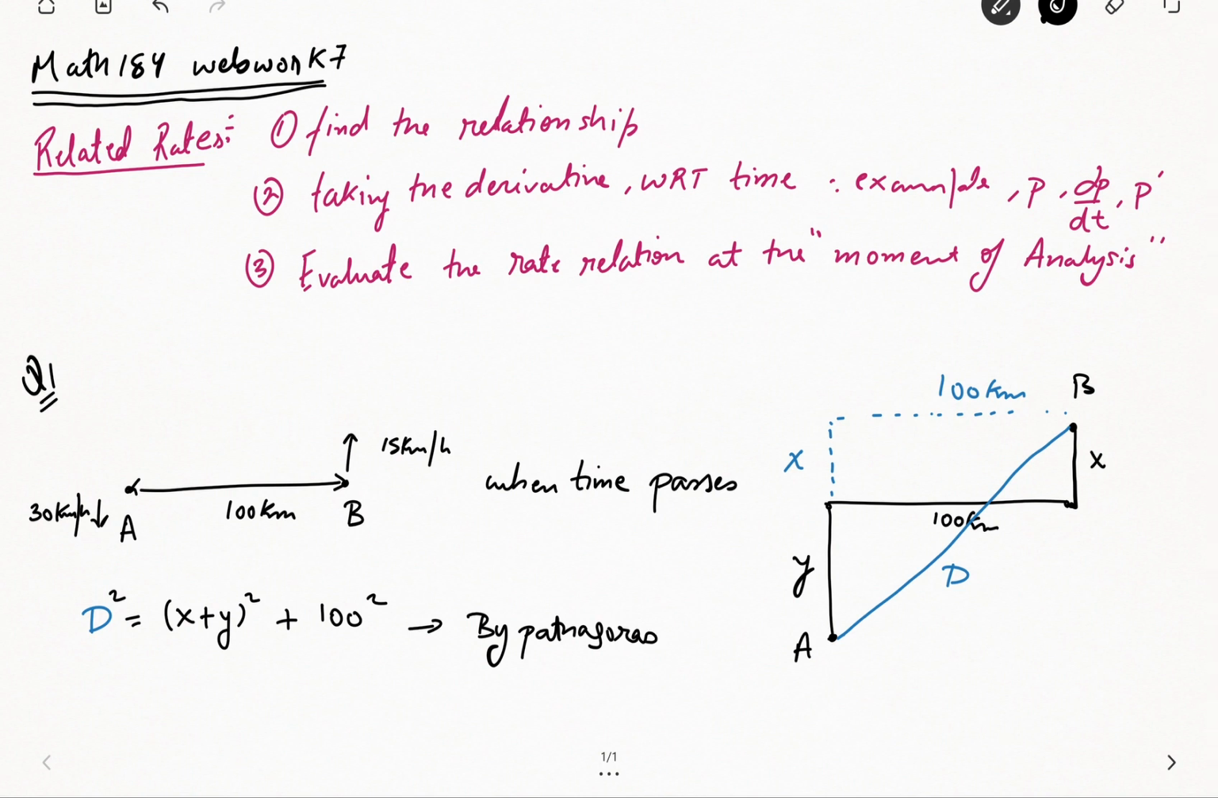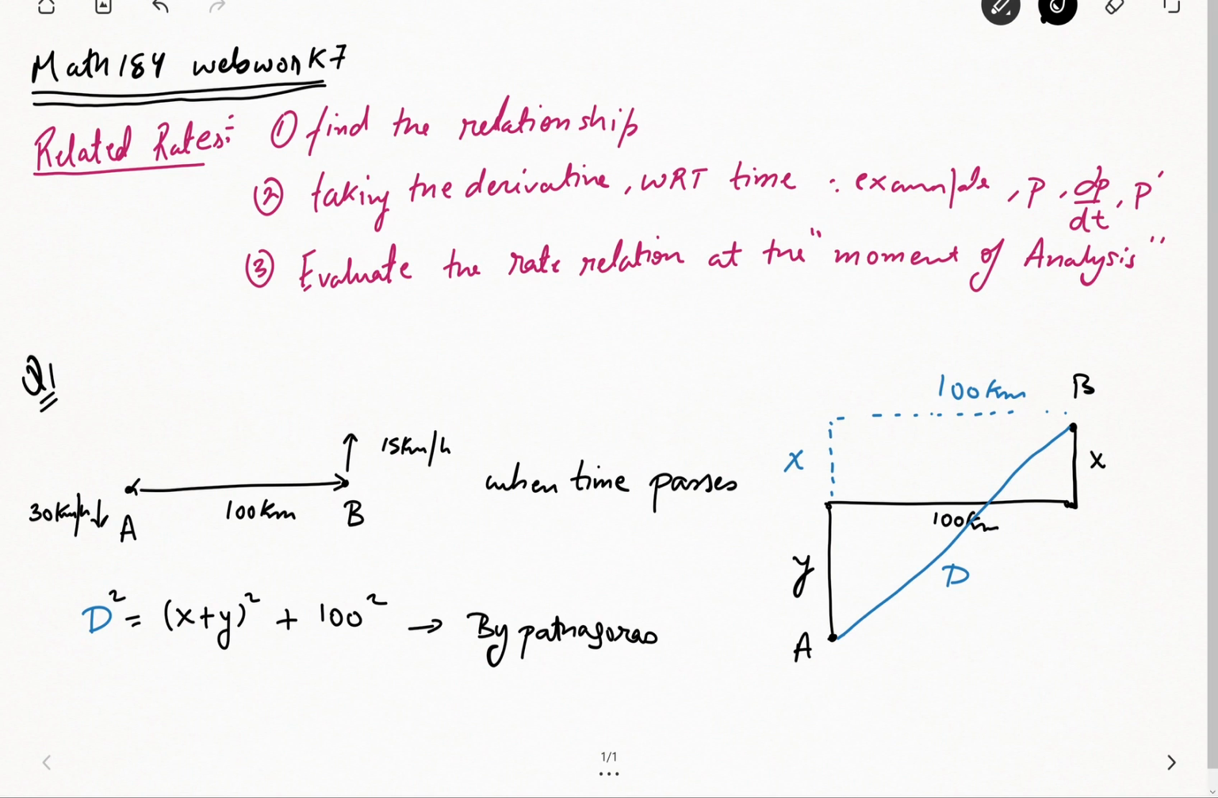Okay, so we're done with the first part. We have a relationship between the changing quantities: x and y are changing, and because of those, D is also changing. Now the second step is to take the derivative of all of that with respect to time. This is probably where some people might find a little difficulty because they're not too used to implicit differentiation yet. But don't worry, once you start doing these problems, you'll get the hang of it.